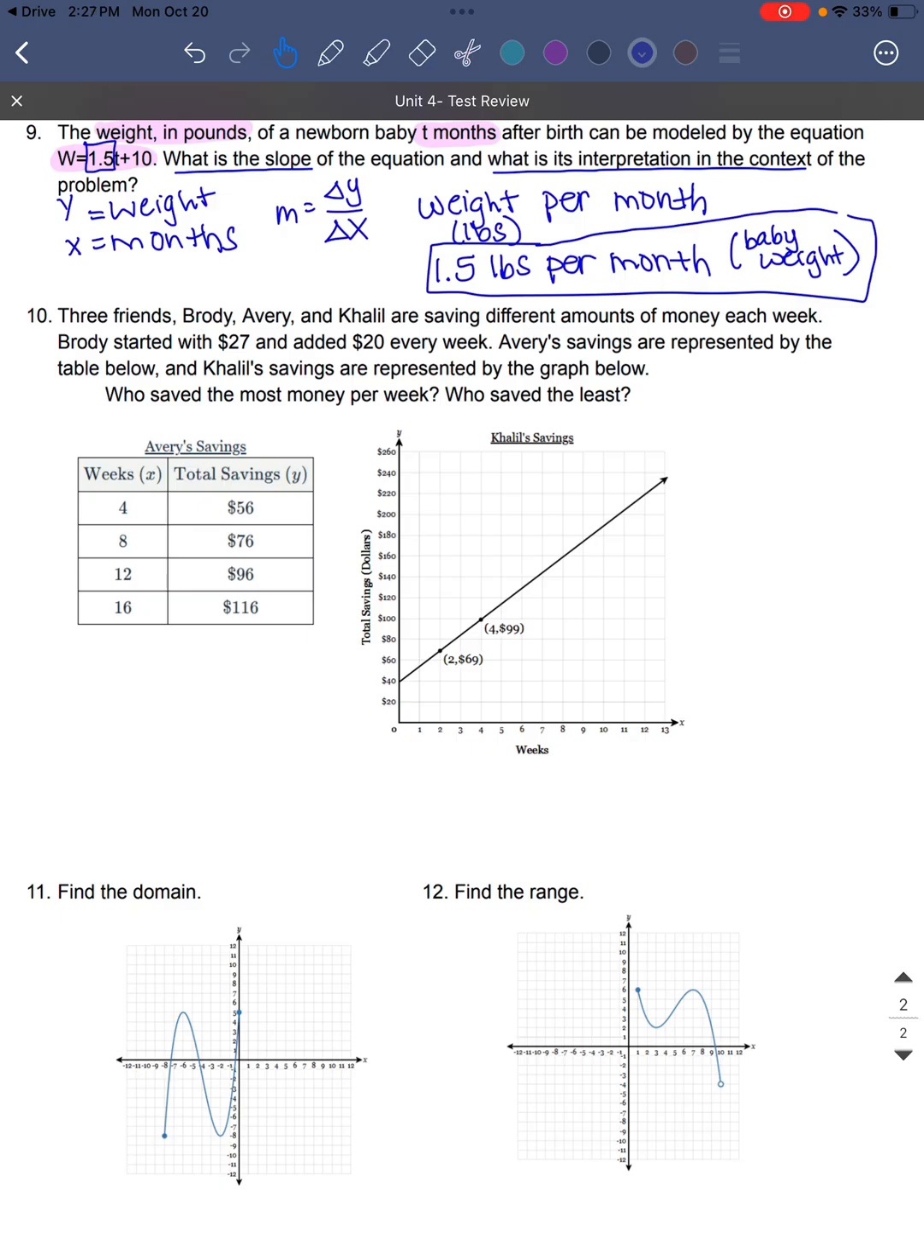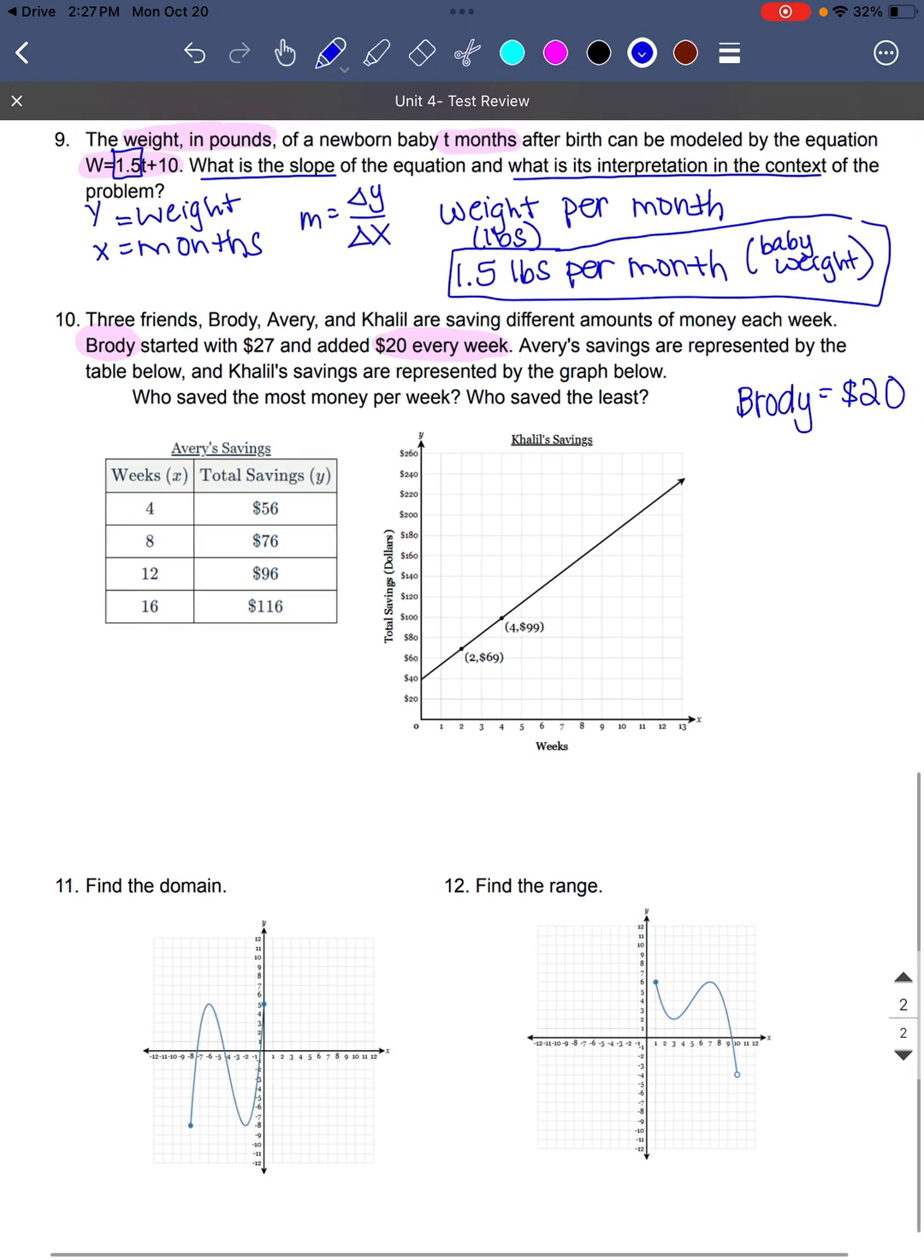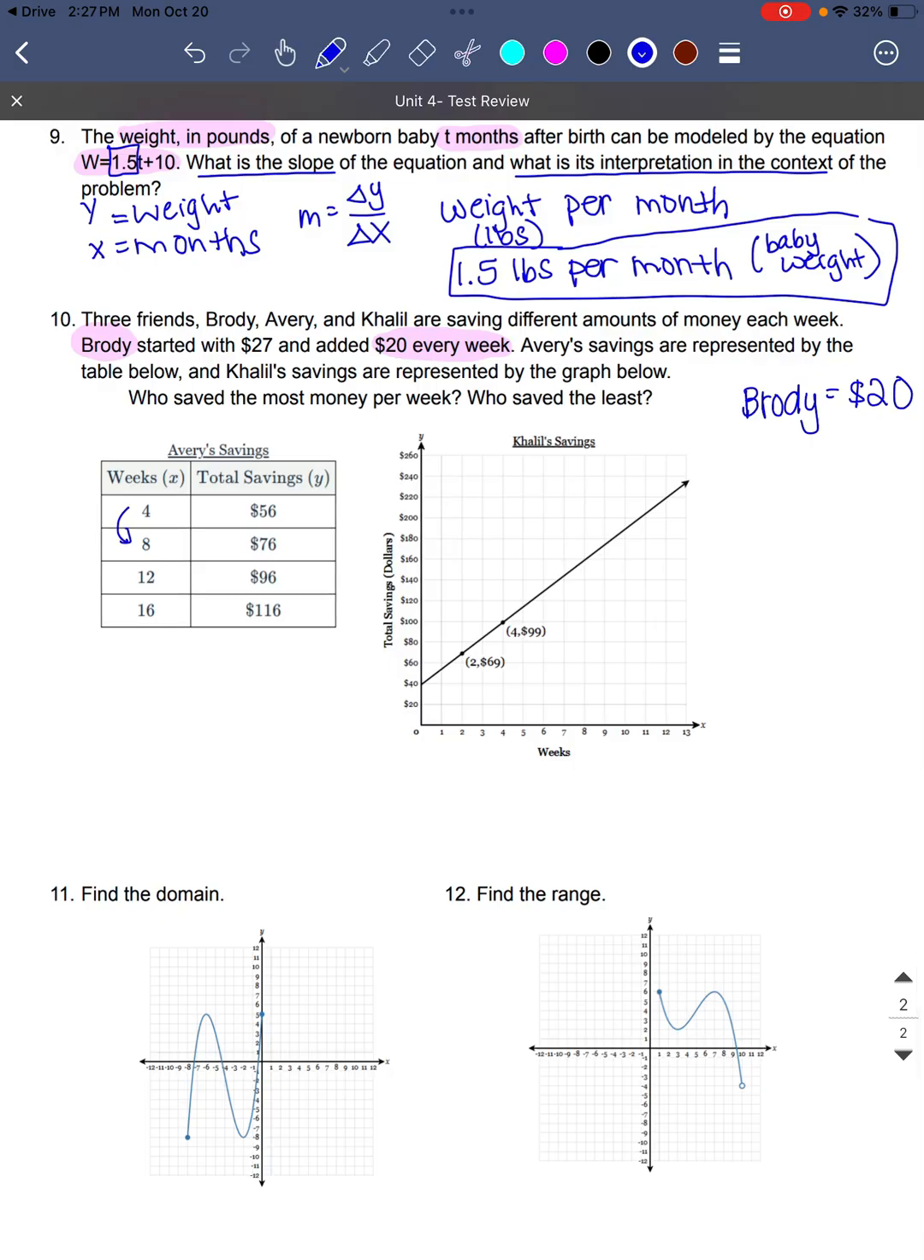Okay, we should definitely look at Brody because it's asking about how much money they save per week, and he saved $20 every week. So maybe I'll make a note of that. So Brody was $20 per week. Let's look at Avery. So in 4 weeks, Avery saved $20. Okay, so if it's $20 per 4 weeks, then it must be $5 per 1 week. So all I did was find the slope here. I did my change in y over change in x. And we know that that's dollars per week, just based off of the units that they already gave us. So Avery is $5.